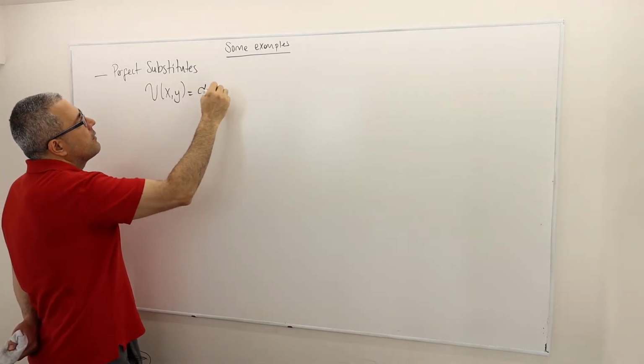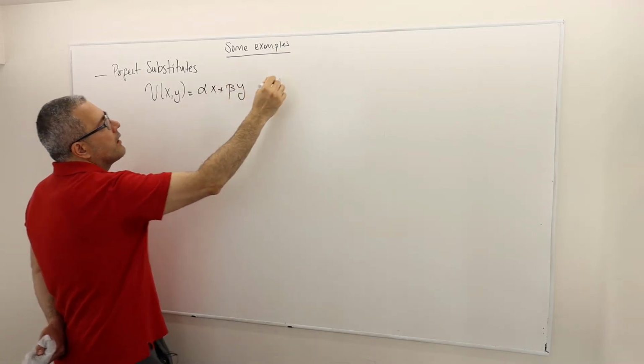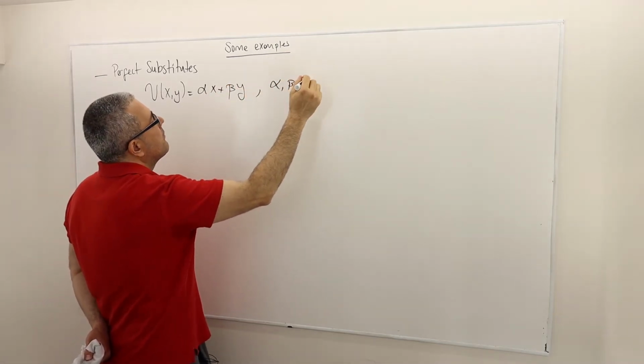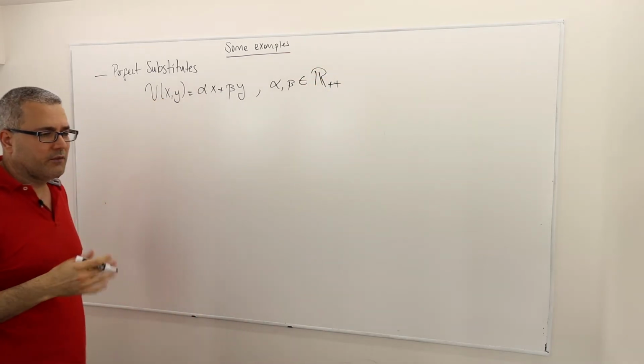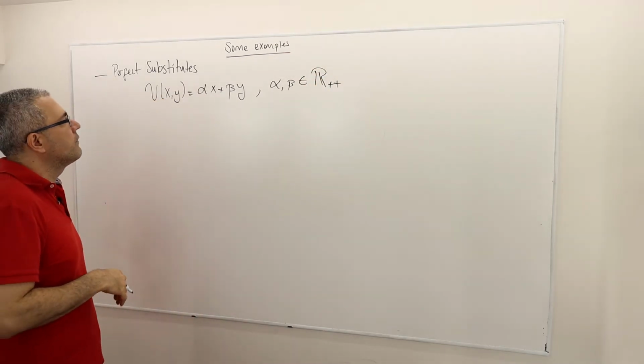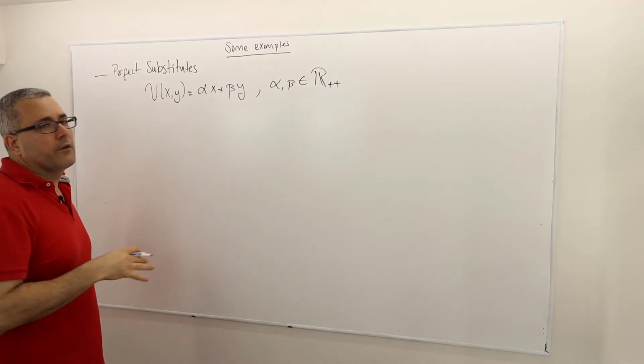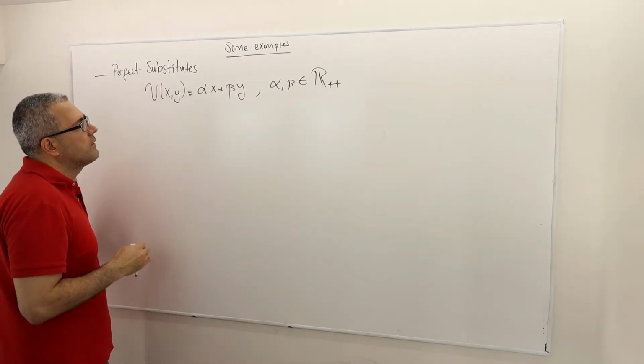alpha times x plus beta times y, where alpha and beta are just some positive real number. All right, this time they don't have to be between 0 and 1 interval. So we call this perfect substitute. Well, why is that so?